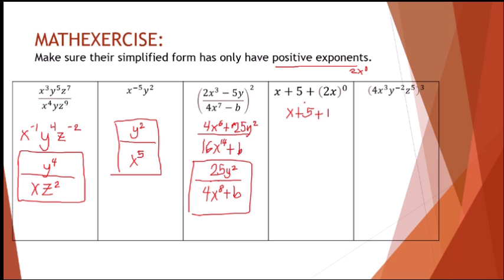So, now, we have x plus 5 plus 1. These are the same terms. Okay? Same silang constant, so i-add natin yan. 5 plus 1 is 6. So, positive 6. This is our answer. So, we have x plus 6.